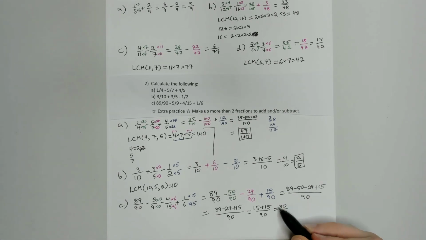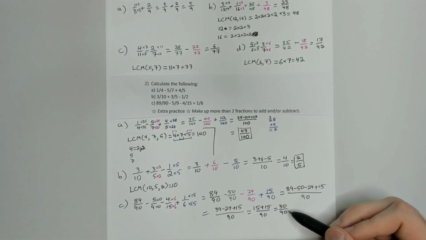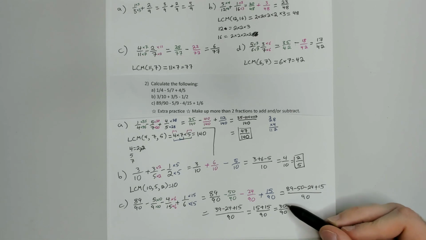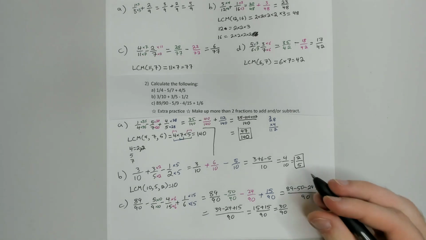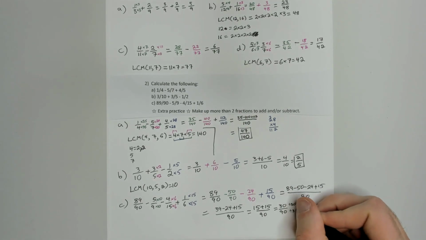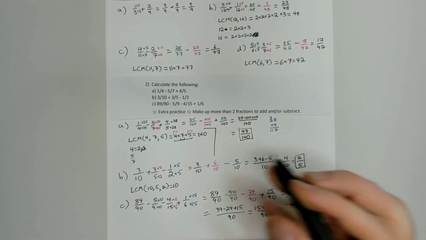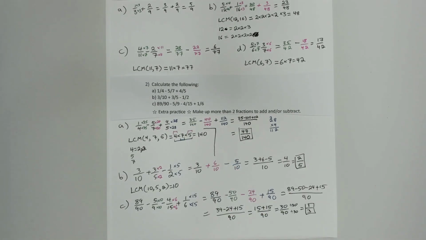But this can be simplified. And it can be simplified by quite a lot, actually, because 30, that's a factor of 90, right? So that means the greatest common factor of 30 and 90 is going to be 30. So we can just divide both of these by 30. 30 divided by 30 is 1, 90 divided by 30 is 3. So this whole mess here simplified down to 1/3, right? So that equals 1/3.